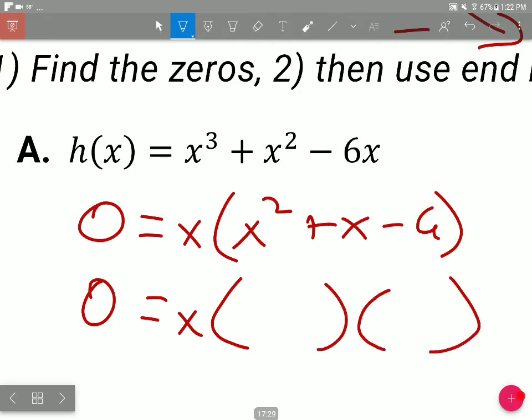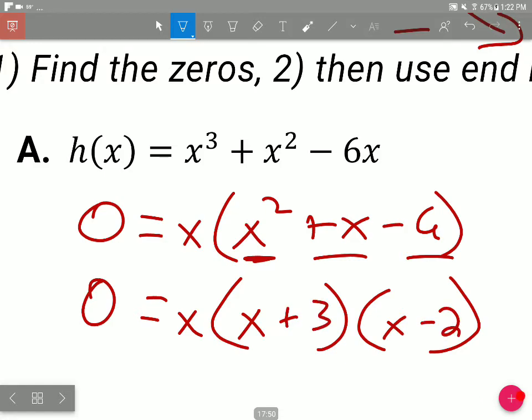I got a trinomial, so break out your parentheses. What are 2 things that multiply to the x squared? X and x. What are 2 things that multiply to negative 6 but add up to 1? 3 and 2. Which one is positive? Which one is negative? The 3 is positive and the 2 is negative. Good.